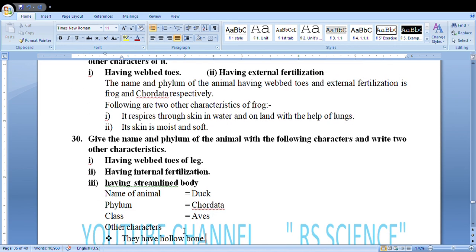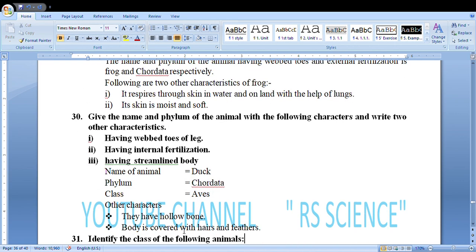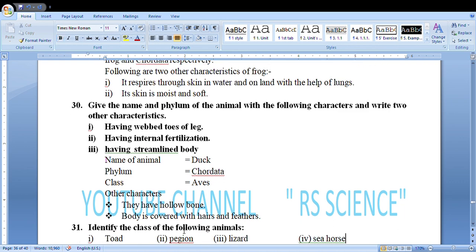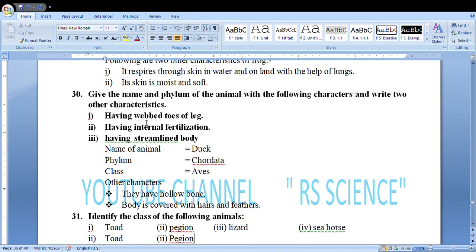Give the name and phylum of the animal with the following characteristics and write two other characteristics: having webbed toes on legs, having internal fertilization, having a streamlined body. Name of animal: duck, phylum Chordata, class Aves. Other characters: they have hollow bones, body covered with feathers.